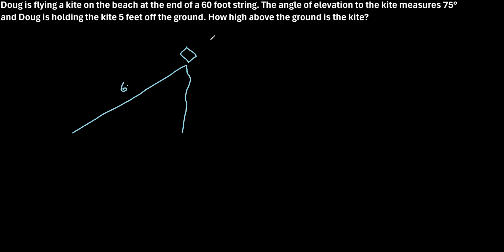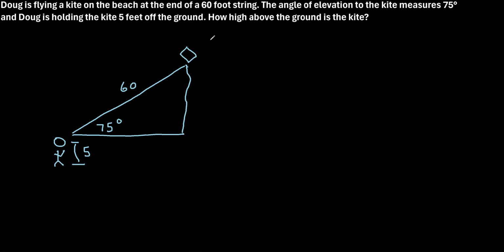So 60 feet is the length of the string. The angle of elevation to the top of the kite is 75 degrees. So 75 degrees. And Doug is holding it 5 feet off the ground. So here's Doug over here. And we know that Doug is holding it 5 feet off the ground. So we want to figure out how high above the ground is the kite.